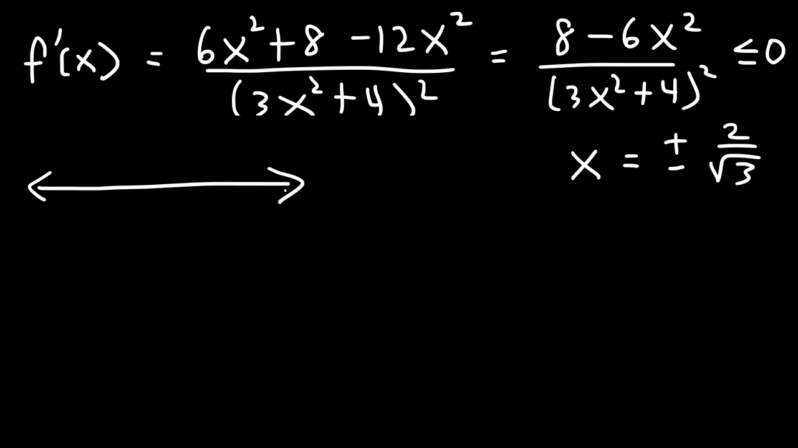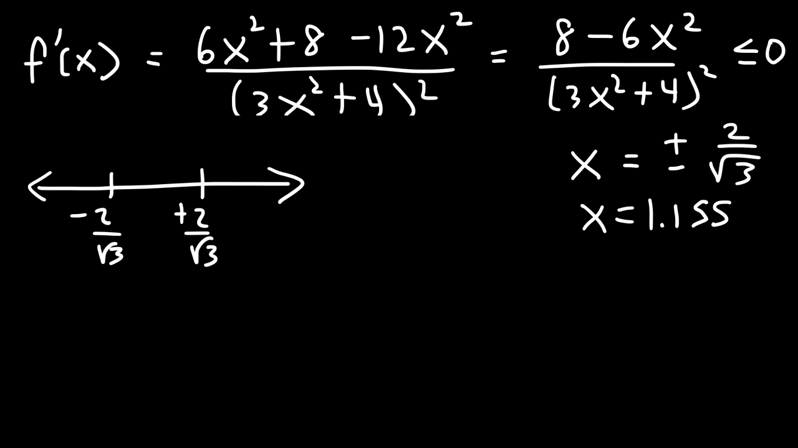Now let's create a sign chart. Now 2 divided by the square root of 3 as a decimal, that's 1.155 approximately. So we need it to be negative from 1 to infinity. So 1 is somewhere in this region. Just keep that in mind. Now let's say if we plug in 2. 8 minus 6 times 2 squared, is that going to be positive or negative?